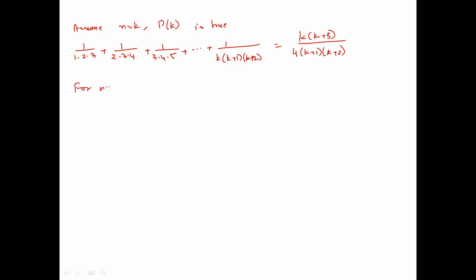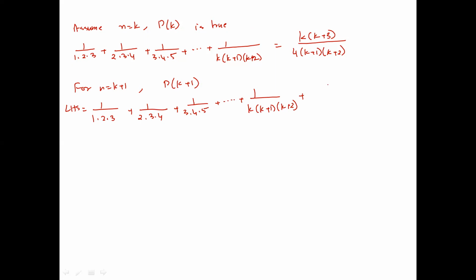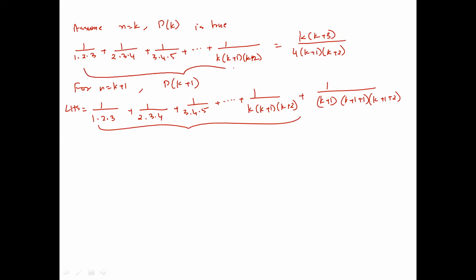Now, we will take for n equal to k plus 1, P(k+1), but we will take only left side, that is 1 by 1 into 2 into 3, 1 by 2 into 3 into 4, 1 by 3 into 4 into 5, plus so on. First, we will take k only, not k plus 1. Next term will be k plus 1 into k plus 1 plus 1, n as k plus 1 plus 2. For the first few terms, we can take the help of P(k) and write it as k into k plus 3 by 4 into k plus 1 into k plus 2.